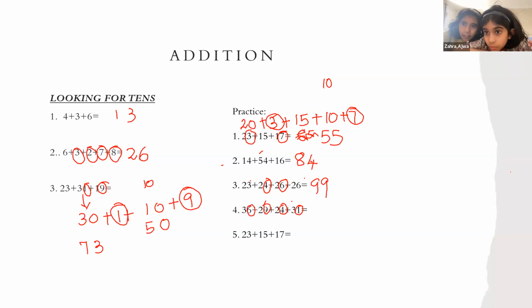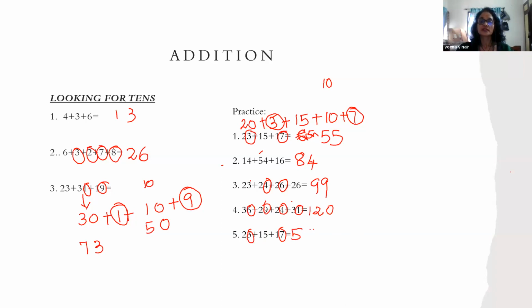One 120. Yes. And the next one. 55. Yes. Thank you. So the technique that we have to use is basically you have to search for tens. Here 3 and 7 makes a 10. And you search for the tens and then the calculations become faster.